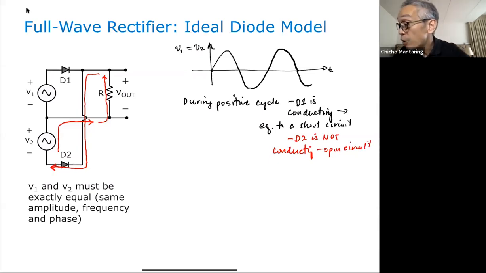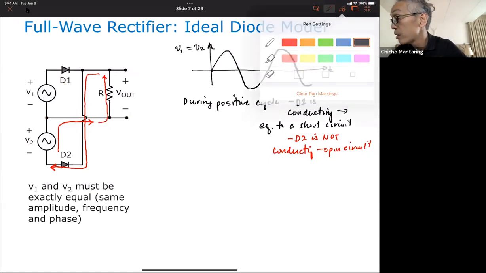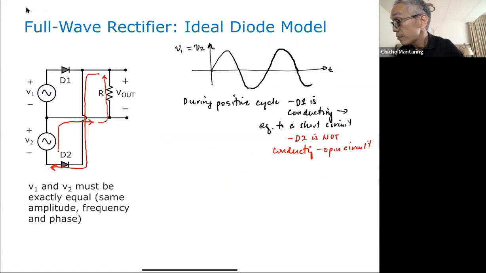Okay, what will be V out? Ano yung magiging V out natin? V out, if you take a look at it, since this is equivalent to a short circuit, V out is just equal to V1. You notice yung output natin will just be connected directly to the V1 terminals. So V out will be equal to V1.